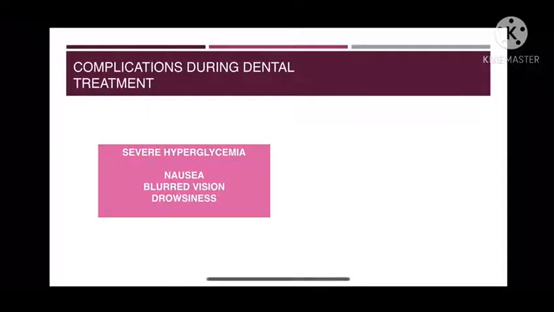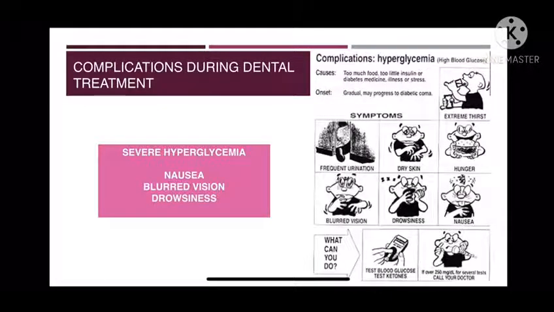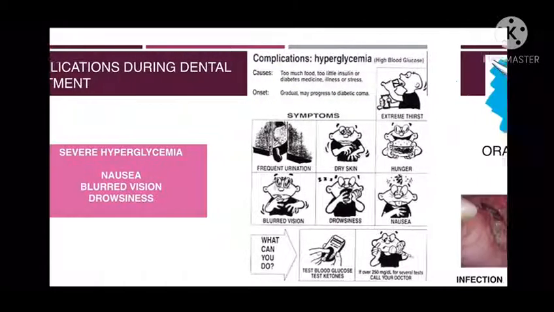Another complication is hyperglycemia, where there is a rise in blood sugar level, which is caused by too much food or too little insulin or diabetic medicine. The symptoms are nausea, blurred vision, and drowsiness.